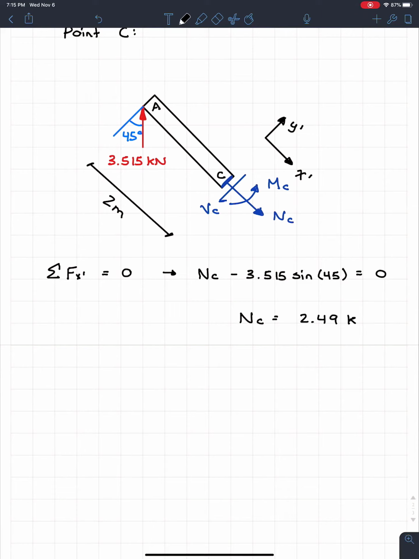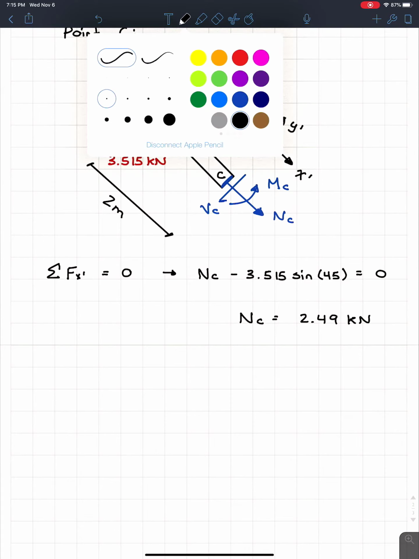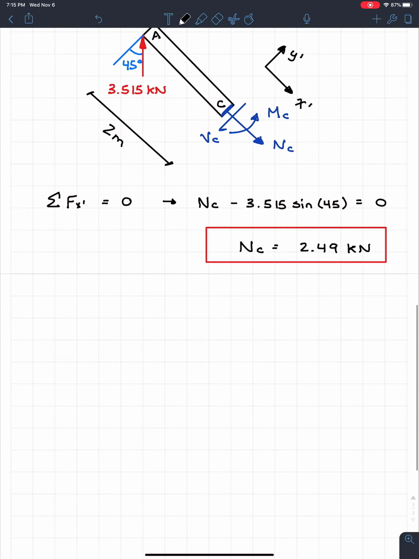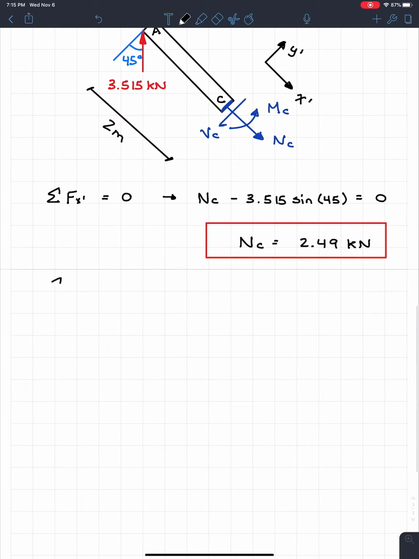So remember, nice thing about internal forces, I don't have to say compression, I don't have to say tension, I don't have to change any signs. Whatever answer you get, that's your answer, you're good to go. So now I can go down, I go, okay, well I did sum of the forces in x, let's do sum of the forces in y. So sum of the forces in y prime is equal to 0.